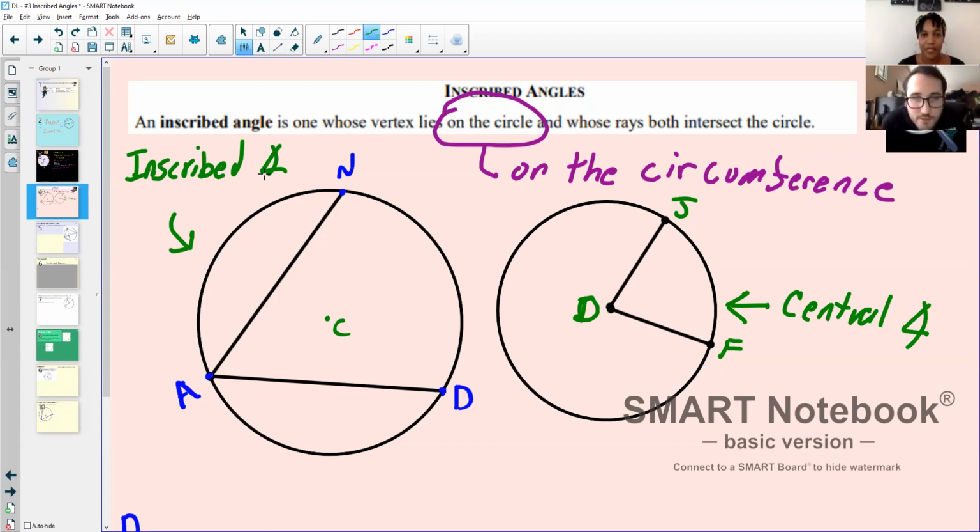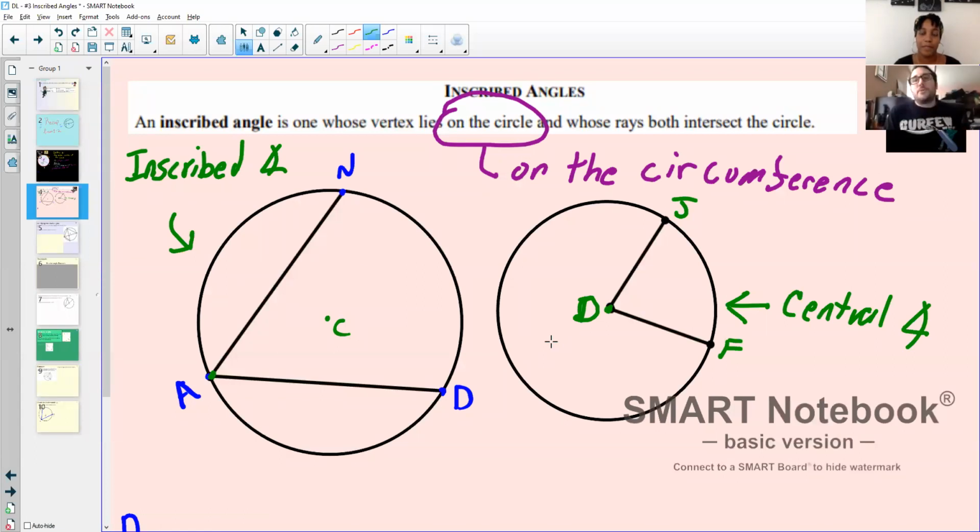The central angle's vertex is in the middle of the circle, while the inscribed angle's vertex is on the circumference. Yeah, you're both saying the same thing. For an inscribed angle, the vertex is on the circumference, and for a central angle, the vertex is in the center of the circle. That's the visual difference. Also, a central angle has the word center in it, which is one way to help you think about it.